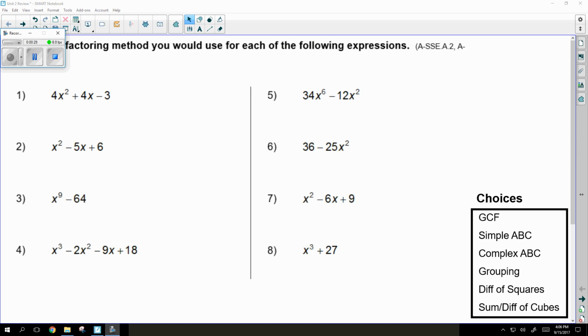So in my opinion, the easiest one to identify is grouping. Any grouping question is going to have 4 terms. So that should be pretty easy to identify. So looking over these problems, it looks like number 4 is grouping.